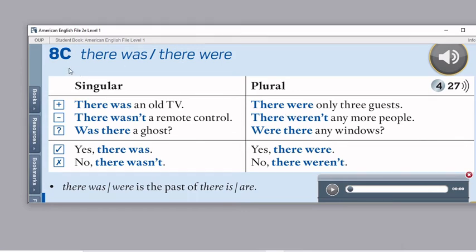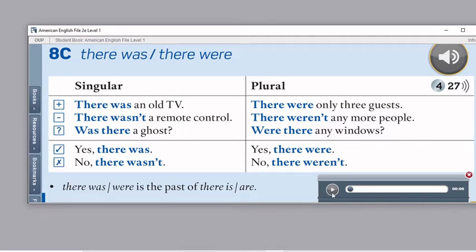Page 138, we have file 8, letter C. There was, there were. Look, we have a table, a box, divided in singular on the left and plural on the right. So pay attention to the symbols and the words in blue.